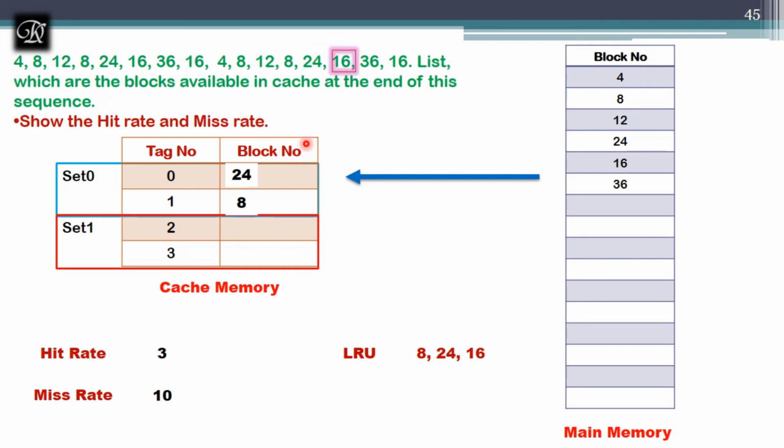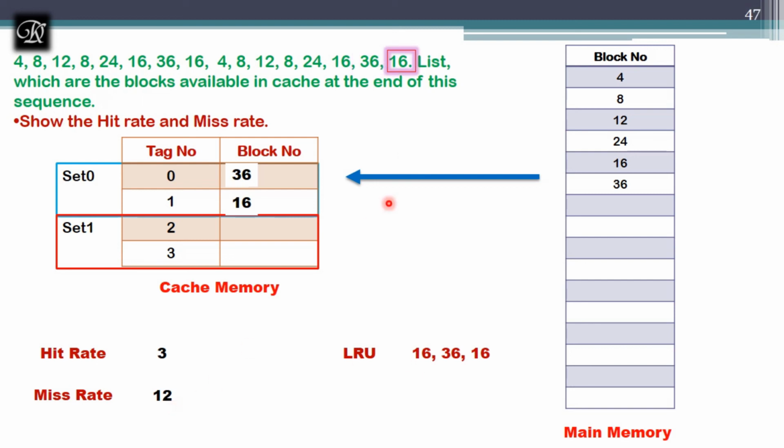Next request is for 16. 16 again is not there. Now what I have to do is decide the set number and decide which block has to be replaced. Now block number 8 has to be replaced, and increase the miss rate. 36 is again requested, but it is not there. What we are going to do here is similar to what we did: find the set number, decide which block has to be replaced, 24, and increase the miss rate.